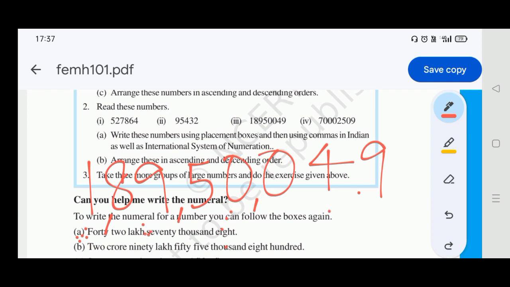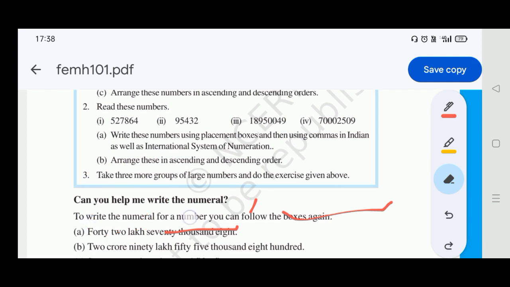If we say the same number in the international system, we have to insert commas after every three digits. So we can say now that it is 18,950,049. Moving on to the next number, that is the fourth number.